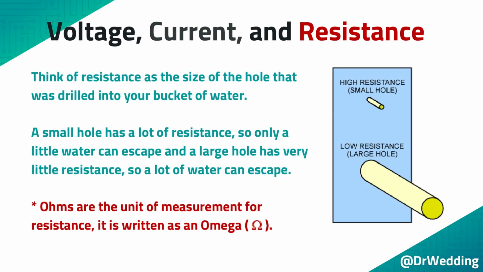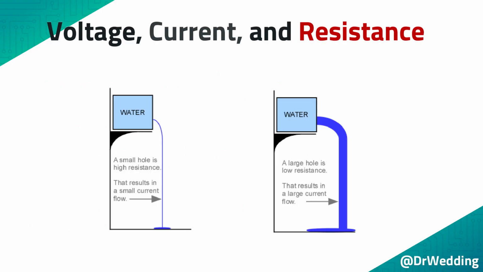Think of resistance as the size of the hole that was drilled into your bucket of water. A small hole has a lot of resistance, so only a little water can escape. And a large hole has very little resistance, so a lot of water can escape. Note: ohms are the unit of measurement for resistance. It is written as an omega. So a large resistance will cause less water to flow, and a small resistance will cause more water to flow.